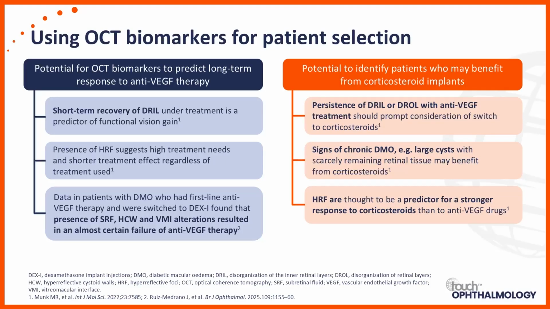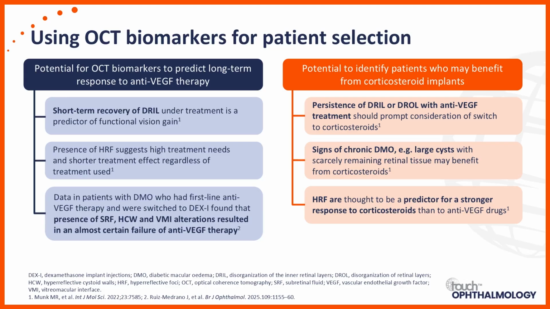Then we can evaluate different biomarkers, as I mentioned before, in the prognosis of the disease and also for the evaluation of treatment outcome. The presence, for example, of DRIL is something that can respond better to corticosteroid therapy than to anti-VEGF therapy. And also, for example, the evaluation of the cysts in the retina.